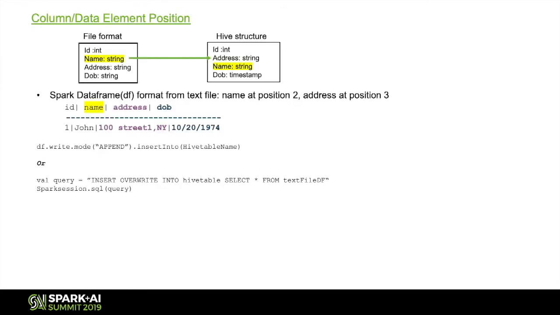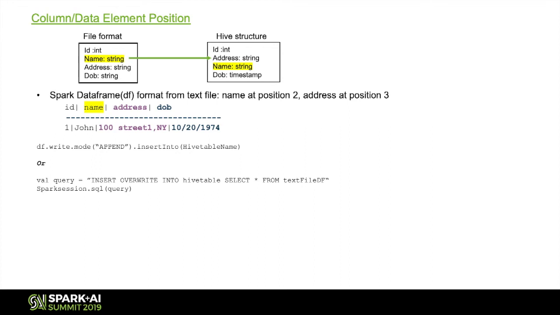Another thing that I came across is, when you look at the file format, the first column is ID, the next is name, address, and date of birth. But in the Hive structure, you have ID, address, name, and date of birth. So these are not consistent. It's not one-to-one, where name is in the second position in the file and also in the second position in Hive. It's not like that. It can be in any place you want.